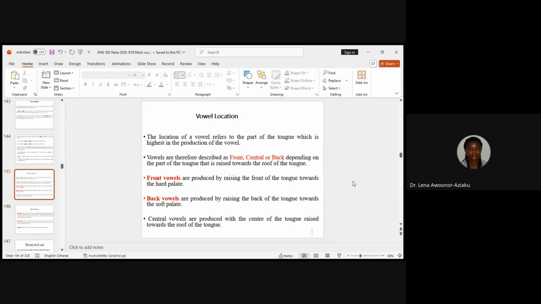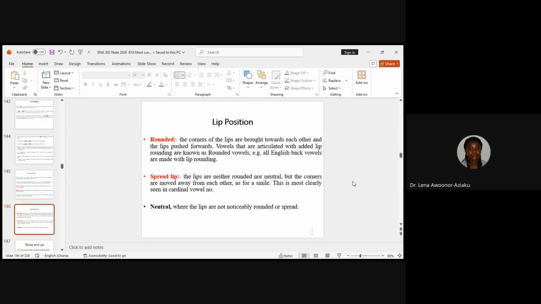But if it is a central position that you have raised to a certain high position, you can have what? Central high. So we can have front high, central high, back high. Or front mid, central mid, back mid. Or front mid high, central mid high, back mid high. So these combinations are there. Then the last one is the lip position. We have rounded and unrounded.